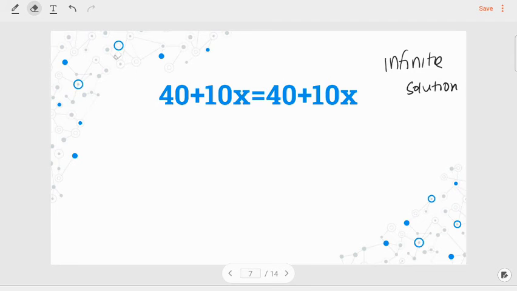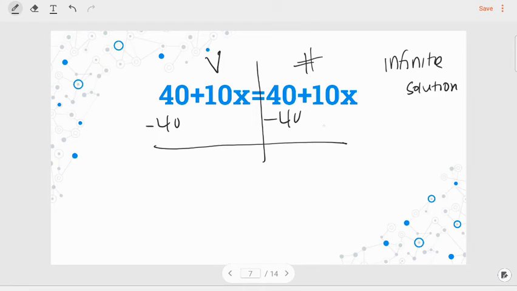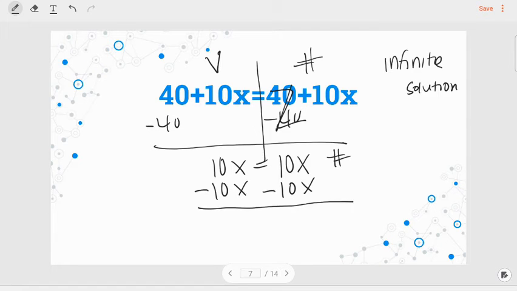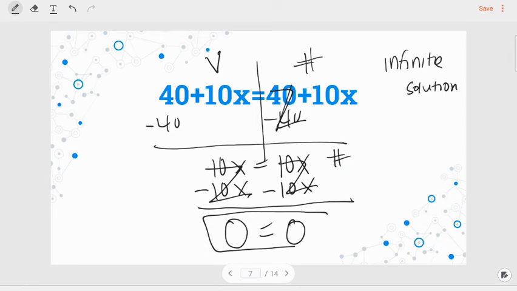I can solve it. Here we go. Draw my line, and I have variables on both sides that are the same amount. Let's make this our variable side and this our number side. If I minus 40, I'm left with 10x equals, that's 0, that's gone, but I'm left with 10x. If I minus 10x from this side, because this is my number side, and minus 10x, notice what's left over. 0 equals 0. When they are the same, 0 does equal 0, then I have an infinite solution.